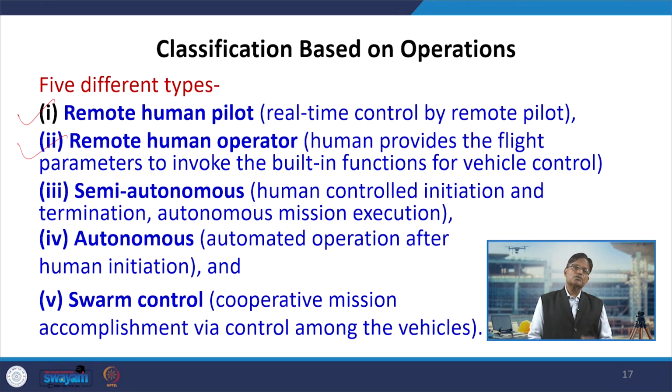The third category is the semi-autonomous category, where human controlled initiation and termination is required. Autonomous mission execution is also there. So, that is why this is semi-autonomous in nature. The fourth category is autonomous. It is the automated operation after the human initiation. So, little human initiation is required here also. The last category is the swarm control, where you have a group of UAVs flying together, and cooperative mission accomplishment via control among the vehicles is done in that class.